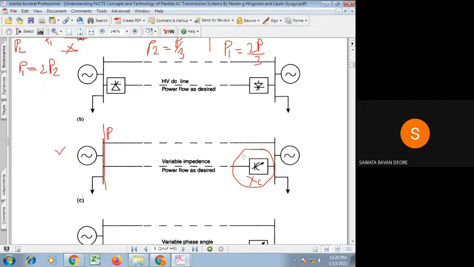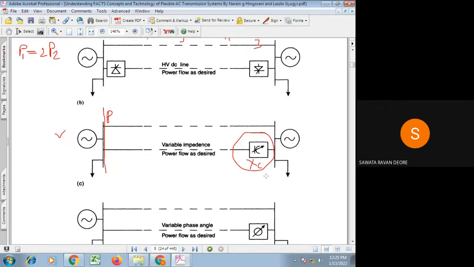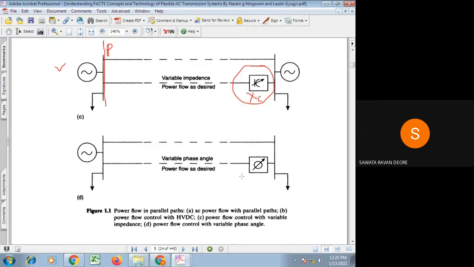Because of this static series connected capacitor, obviously, which is of variable sort. Again, what technical difficulties are there for designing or manufacturing the variable capacitor? So that is another aspect. Similarly, rather than XC, for that transmission line which is going to be underloaded, having a higher reactance, we can use a phase angle regulator.